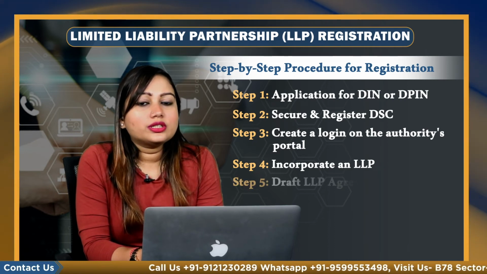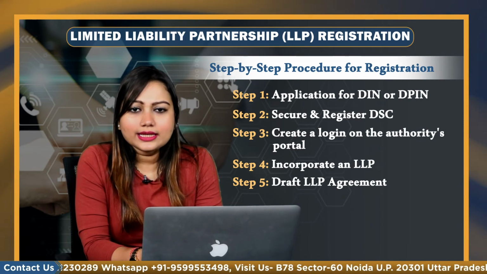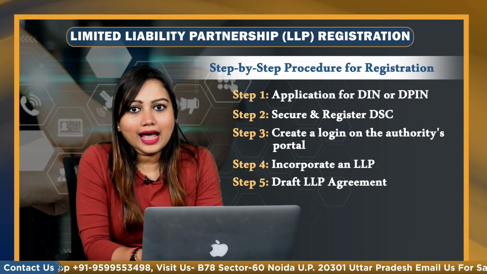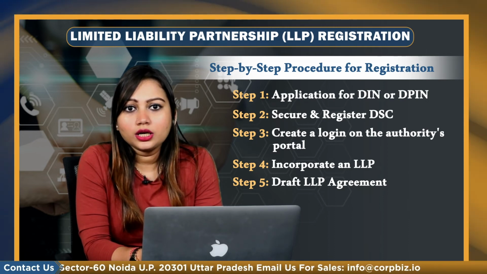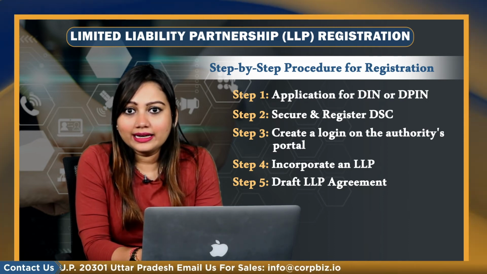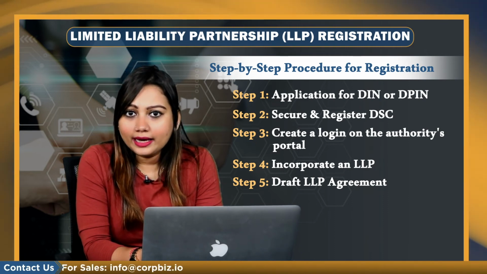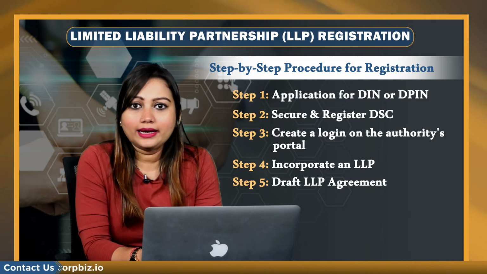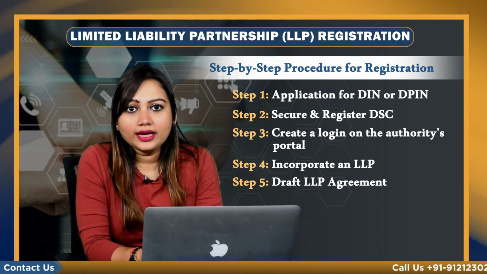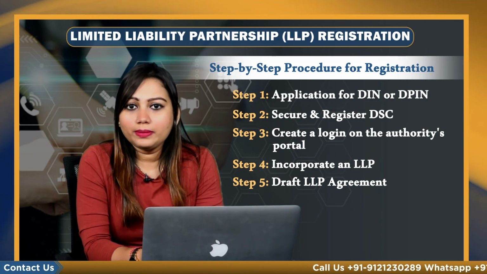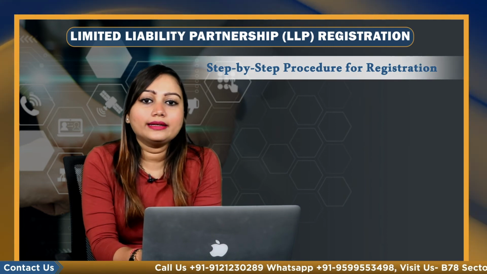Step 5 includes drafting of LLP agreement. After the incorporation process, an initial LLP agreement has to be filed within a duration of 30 days of the incorporation date. The user must file the details in Form number 3, which includes the information about the LLP agreement and changes, if any, made therein.